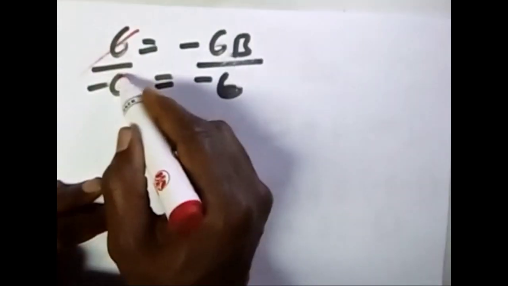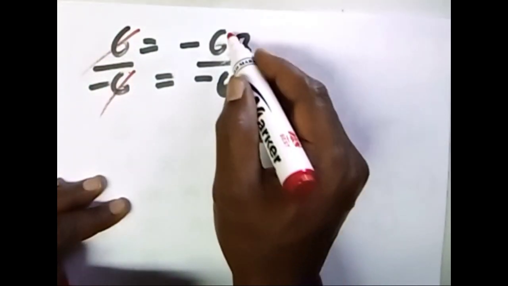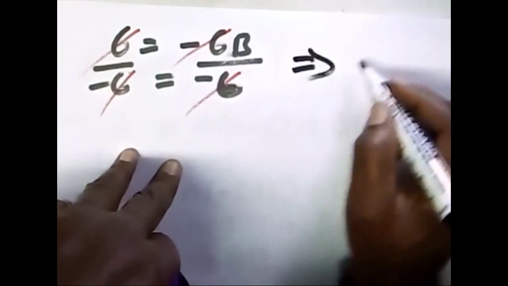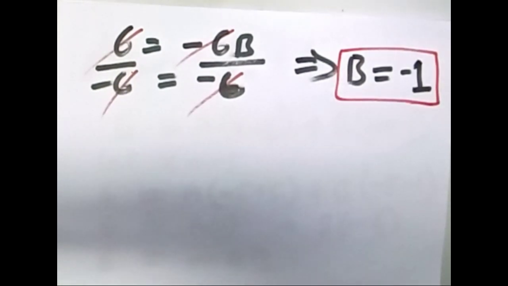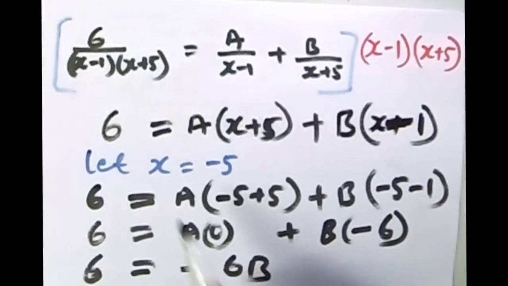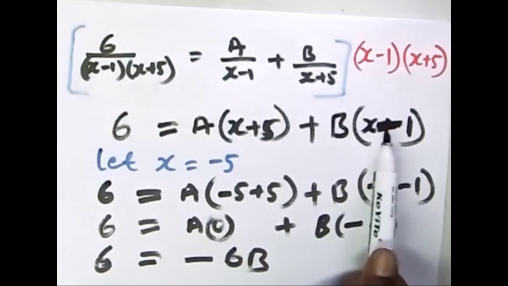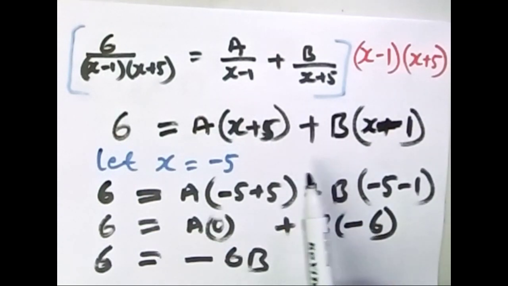So on this left hand side, what will be left is minus 1. Minus 6 will go with minus 6. So we've gotten the value of b to be equal to minus 1. And going back to our original equation again, what if I make x equal to 1? That will eliminate b from this expression.